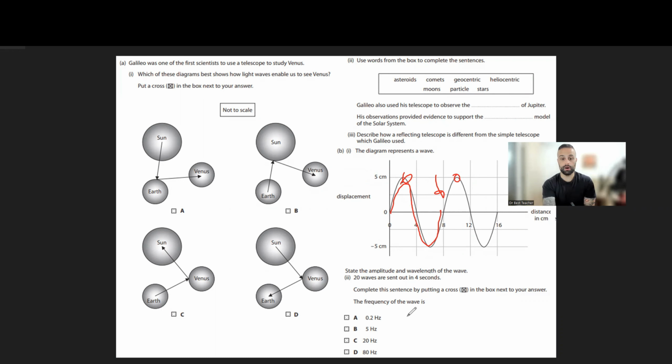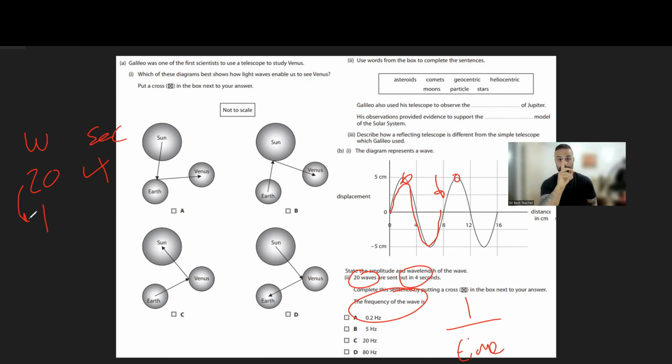Now, the frequency of a wave is given by 1 divided by the time for one cycle. For the time for one cycle, we have 20 waves in 4 seconds. If I divide 4 by 20 to find the time for one wave, it will be 0.2 seconds. So the frequency is 1 divided by the time for one wave, and that gives me 5 Hertz.